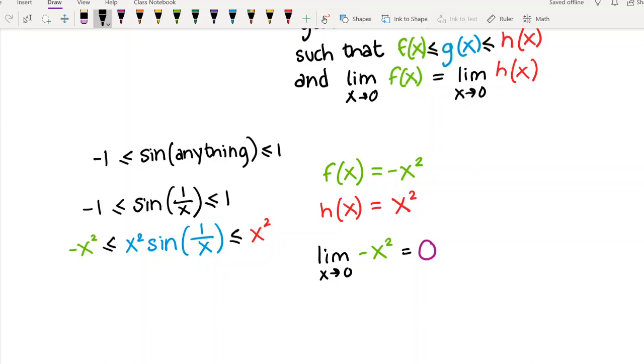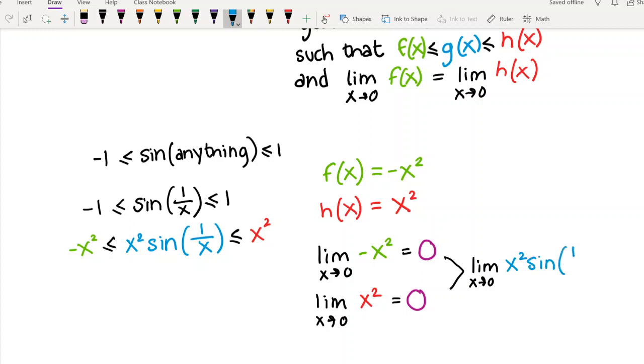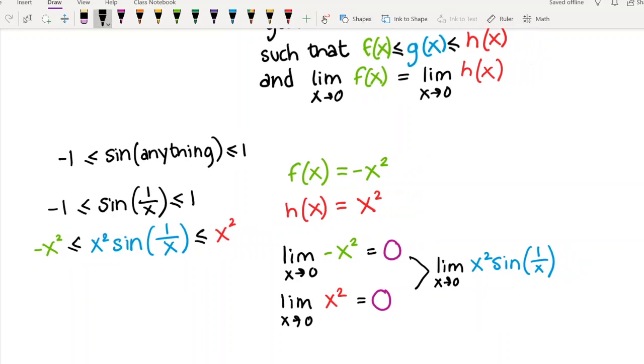And then if we plug 0 into positive x squared, that's our top function, you also get 0. And what does that tell us? Because our middle function is in between these two things, it also has to be true that the limit as x approaches 0 of our middle function, x squared times sine of 1 over x, has the same limit. So the limit of that function is also equal to 0.